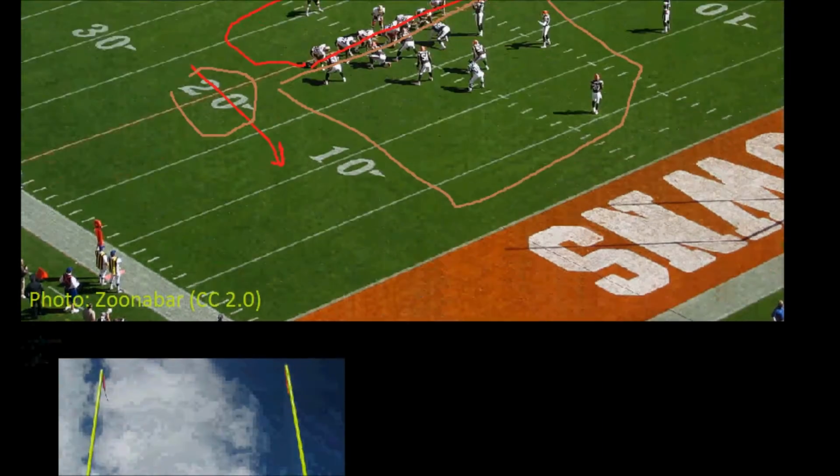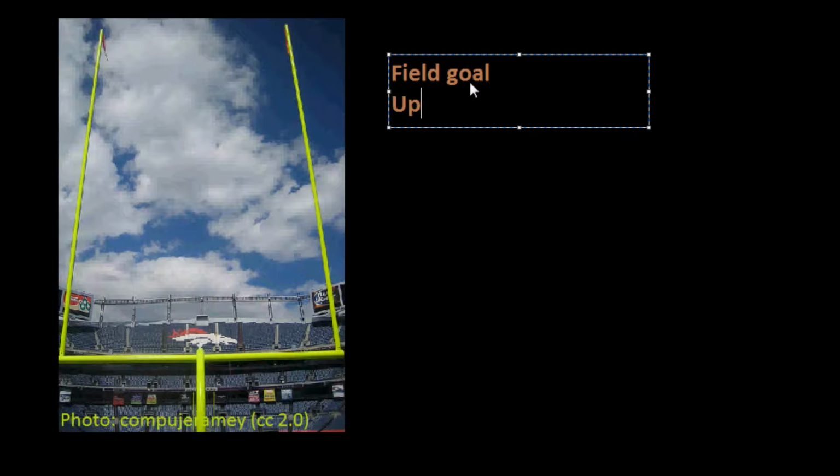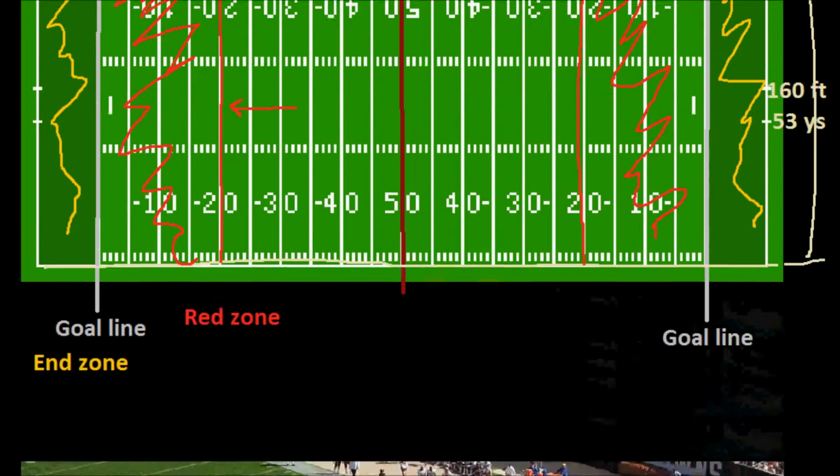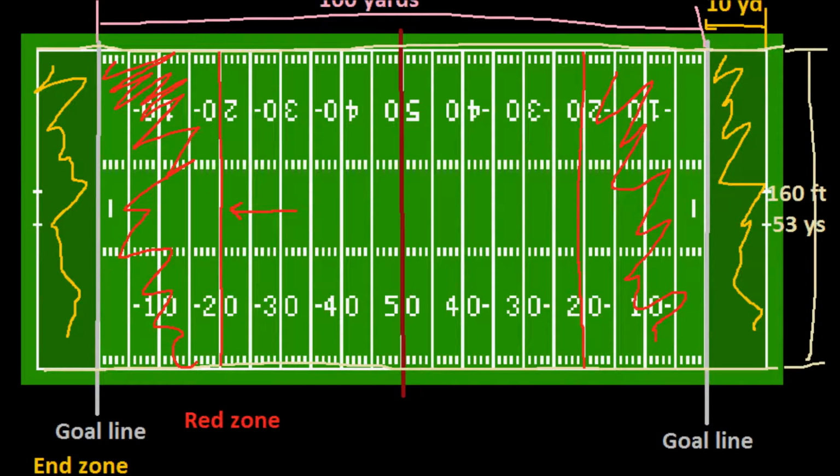And then one last thing to point out, and those would be the field goal uprights, usually called the uprights. I guess you wouldn't call it a field goal. Field goal is what happens when you kick the ball through it. And so the uprights are at the end, in the back of each end zone. You can kind of see the little markings here. They would be from here to here.